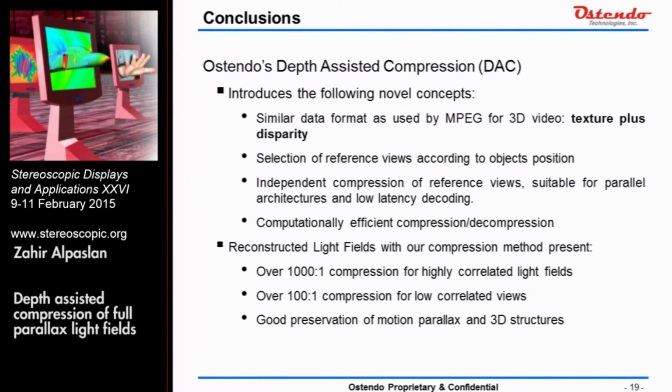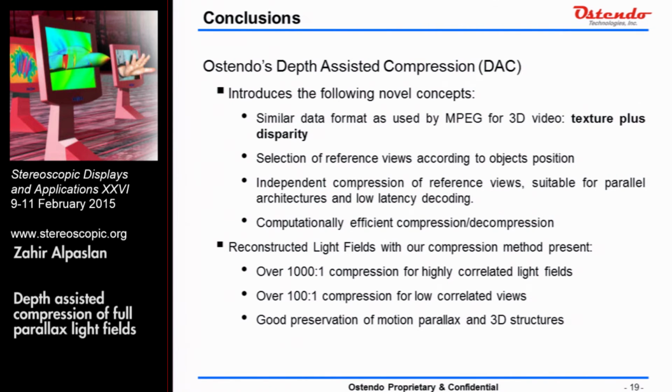So to conclude, we have introduced a couple of novel concepts. A similar data format as used by MPEG 3D video. So we use texture plus disparity instead of texture plus depth. But the idea here is that we are also compatible with what the MPEG is proposing, and so we can have both formats coexisting in the system. We do this adaptive selection of reference views according to the object's position.